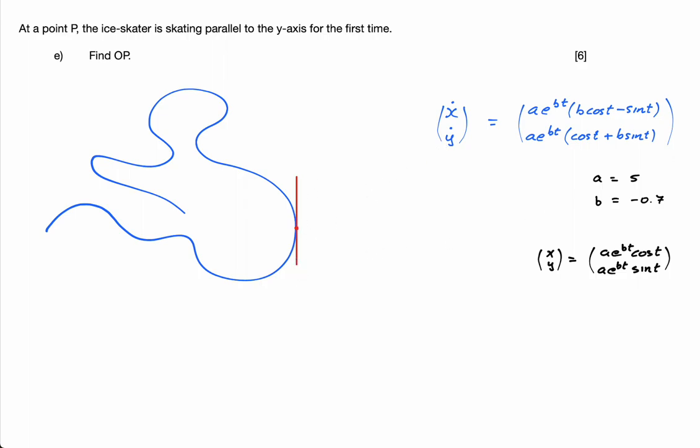Well, if the skater is just skating straight up like this, or imagine you were just driving straight up like this, but let's stick with the skater. If you're skating straight up parallel to the y-axis, your velocity in the x direction is 0, because you're not moving left or right at all, you're just moving straight up. So the key to solving this problem is we need to find the first place that dx/dt equals 0, or x dot equals 0, and this is the reason why.